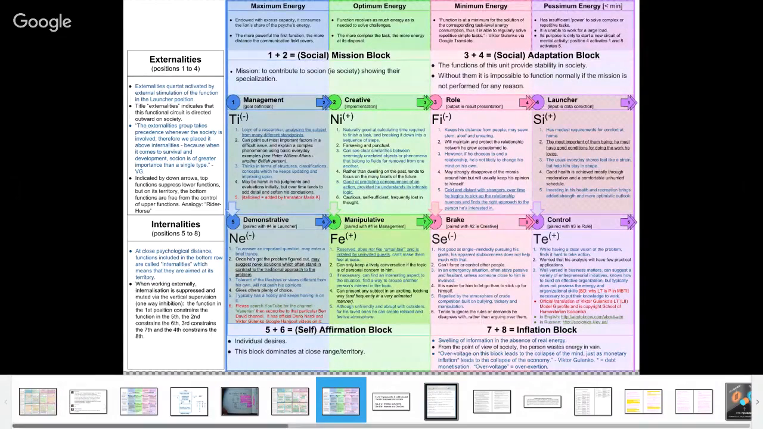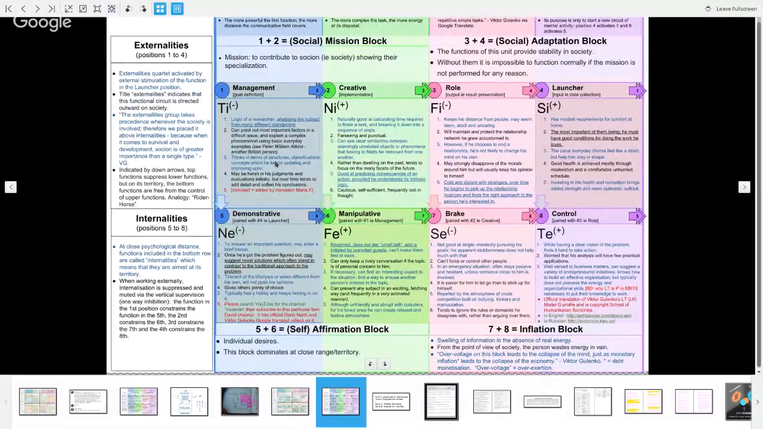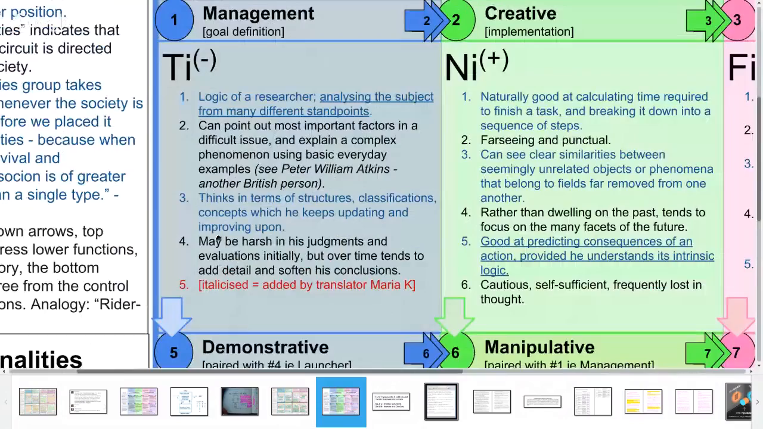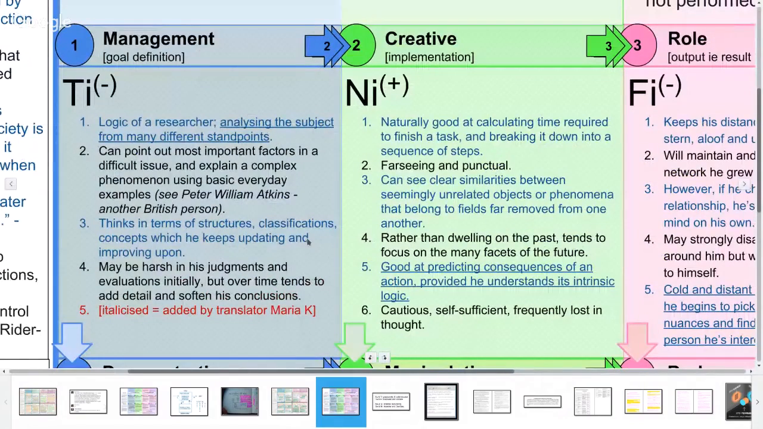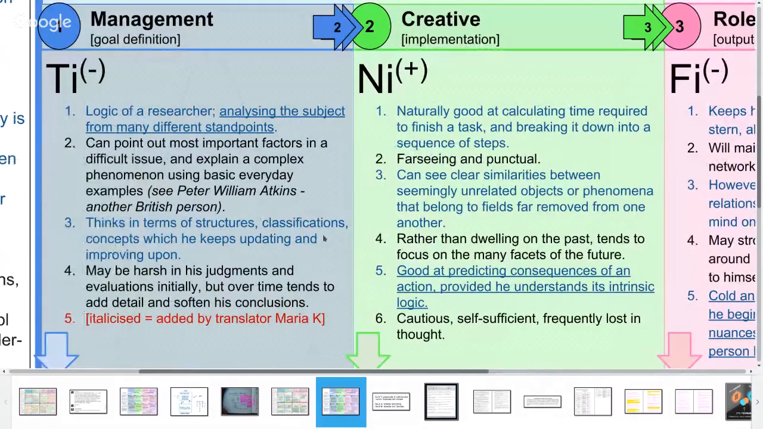I won't go into the Keirsey organization versus order. Right, now we've got Ni plus. I've got to pick up the pace a little bit. Ni plus, there you go. Naturally good at calculating time required to finish a task and breaking it down into a sequence of steps. It doesn't necessarily mean that they execute those steps though, because the Te there's very little energy in the INTP for the Te. Far-seeing and punctual.